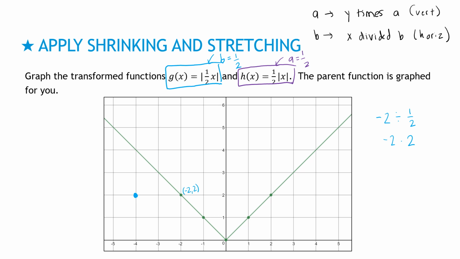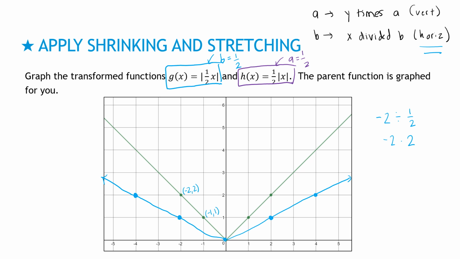Same thing for the next one. I had the point negative 1, 1. It's only going to change the x values, so I'm going to divide negative 1 by 1/2, or multiply it by 2, to get negative 2, 1. 0, 0, nothing's going to happen to that. But as we can see, the pattern, this is what my new graph will look like. And again, this was a horizontal stretch.